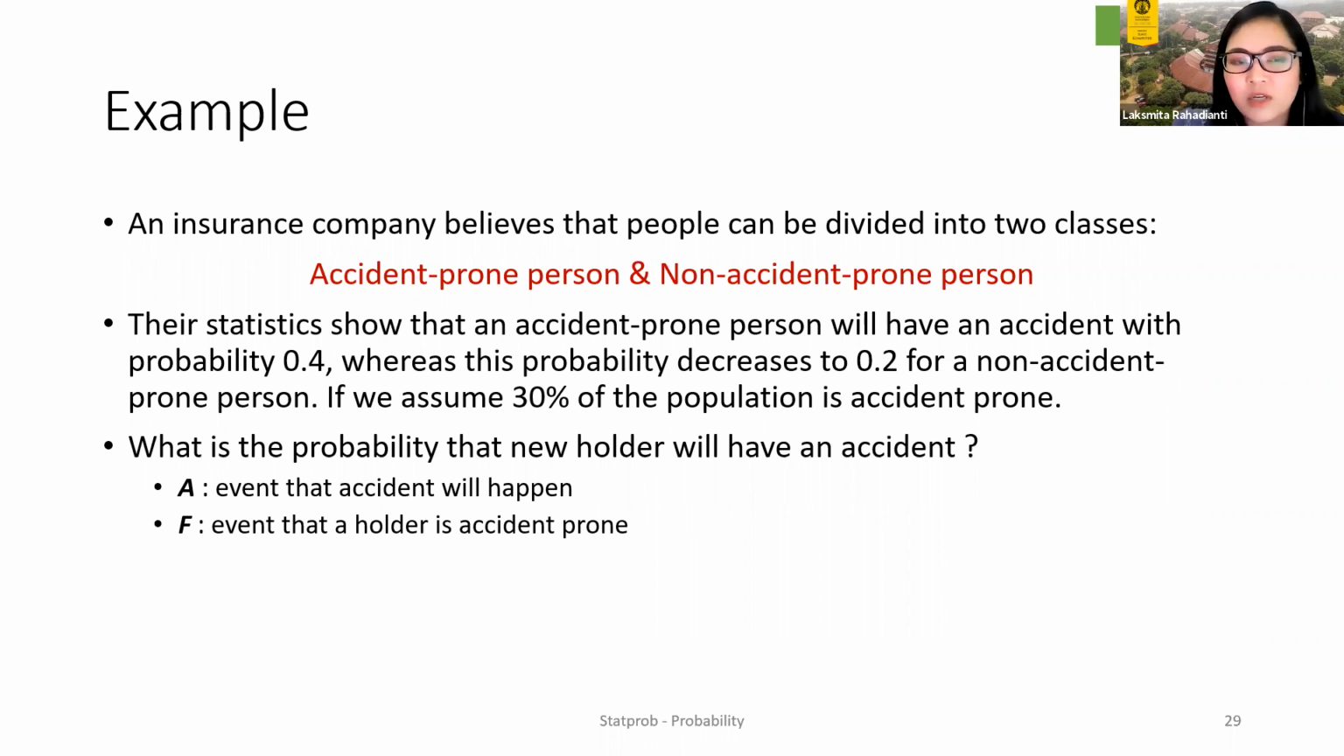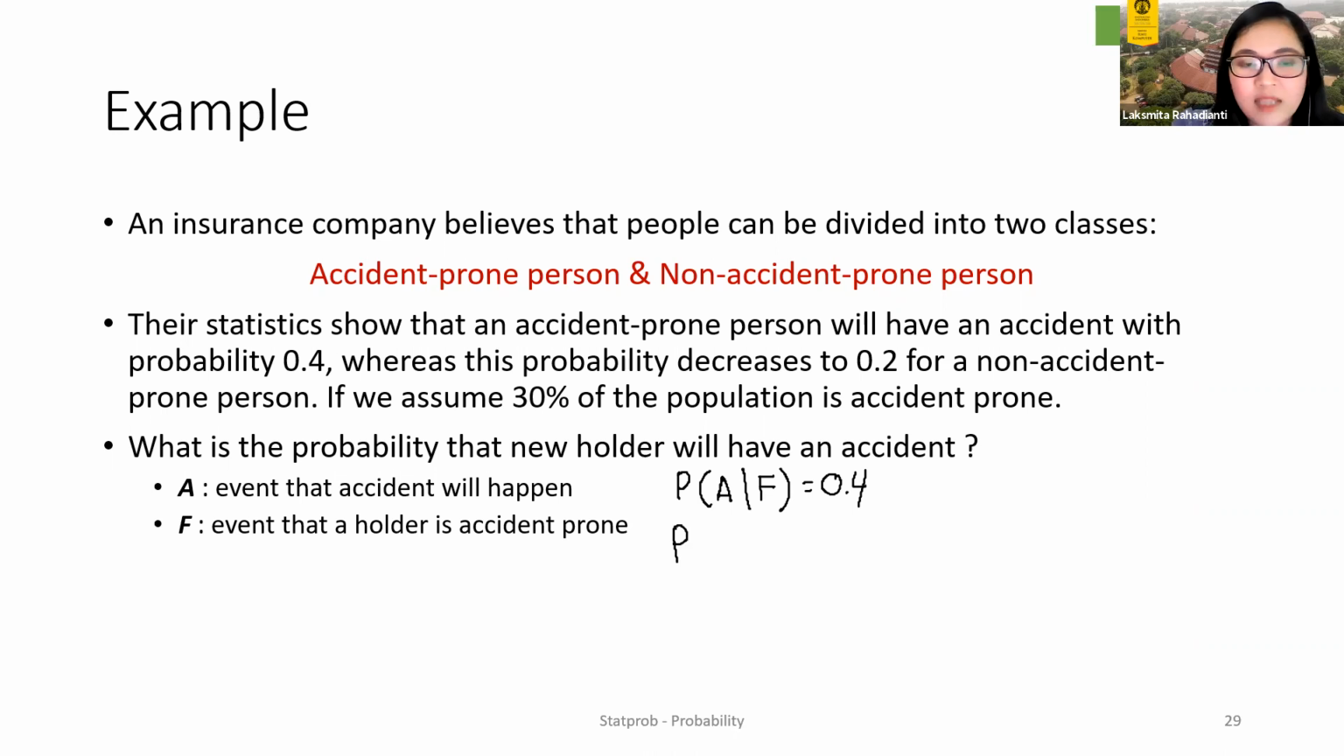F is the event that the holder is accident prone. A is the event that an accident will happen. So an accident prone person will have an accident with probability of 0.4. That means I know that they are accident prone, and the probability that an accident happens is 0.4, aka the probability of an accident happening when I know that the person is accident prone is 0.4. Next, the probability decreases to 0.2 for non-accident prone persons.